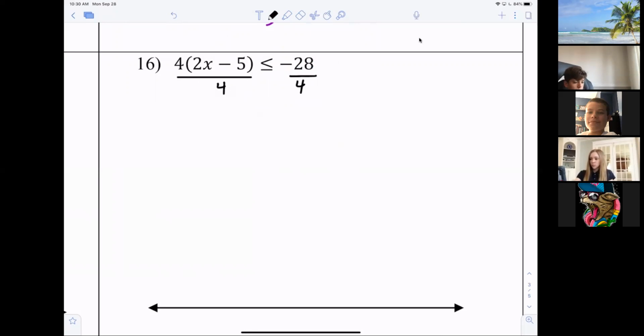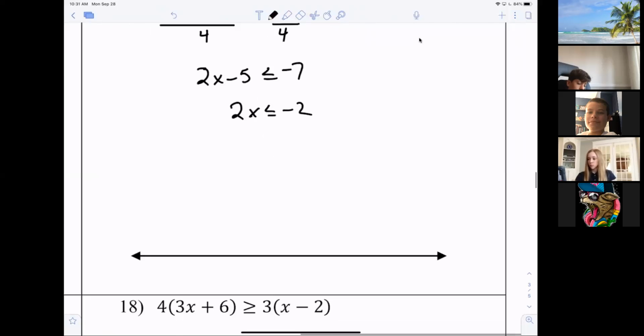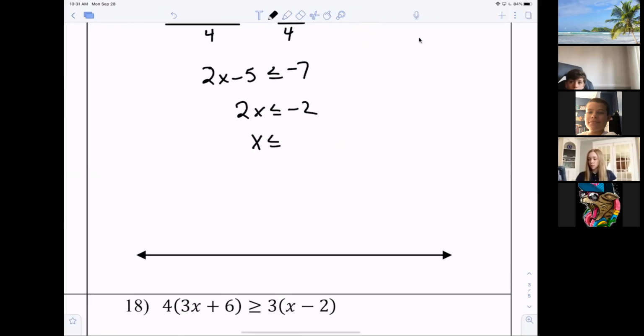And so now I have what? 2x minus 5 is less than or equal to? -7. Next step, what do? Then you add 5. And when I add 5, I get -2. 2x is less than or equal to -2. And finally, so x is less than or equal to -1.